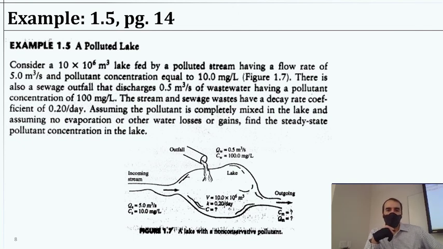The stream and sewage wastes have a decay coefficient of 0.20 per day. Assuming the pollutant is completely mixed in the lake, and assuming no evaporation or other water losses or gains, find the steady state pollutant concentration in the lake. So I'm going to give you maybe 3 or 4 minutes to work on that. See if you can get started on it, applying what we learned. Think about what kind of system this is, and see if you can start solving for that steady state pollutant concentration.